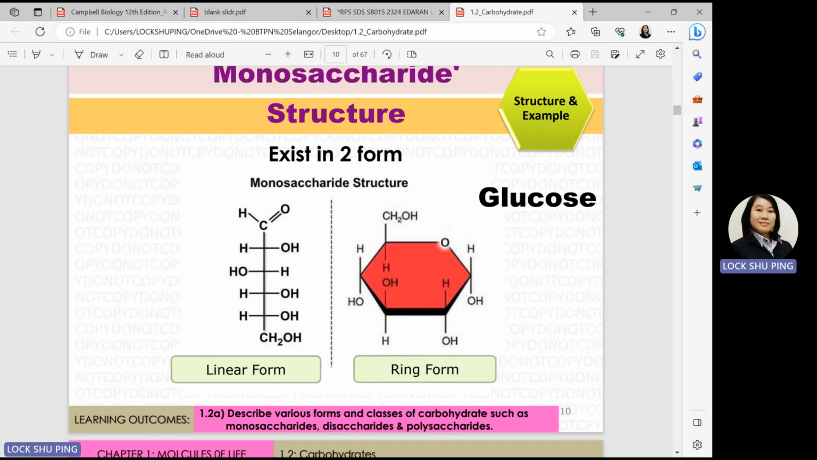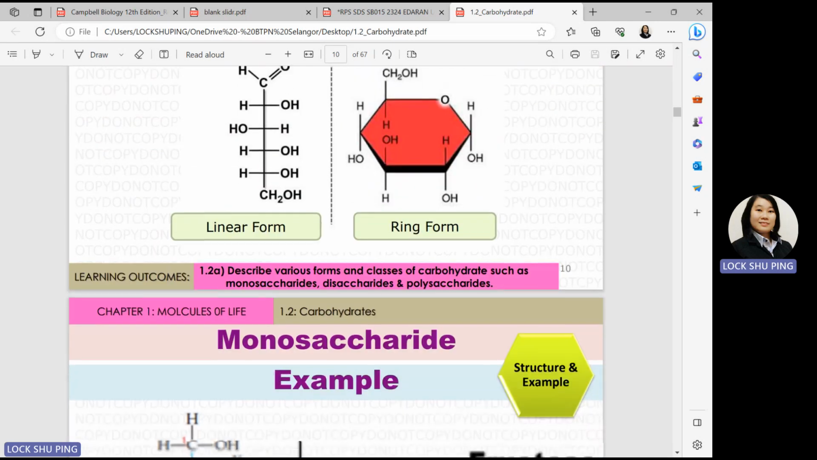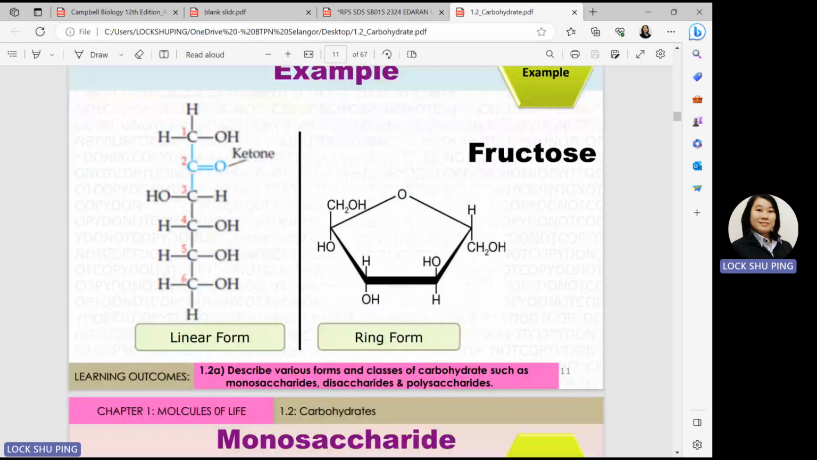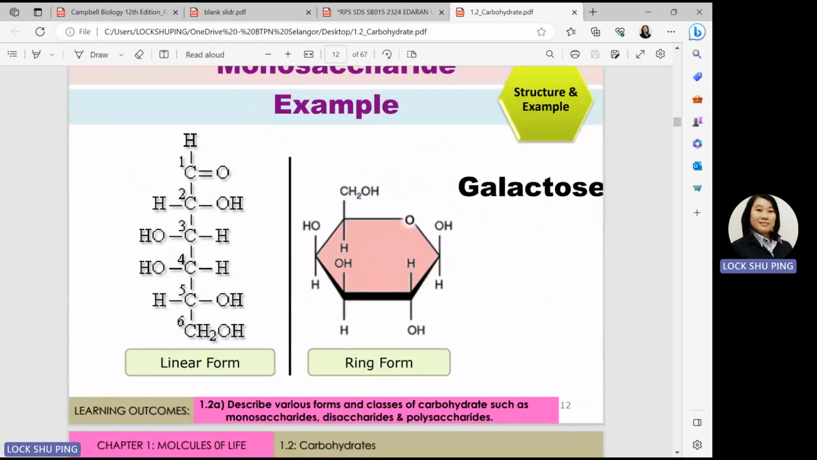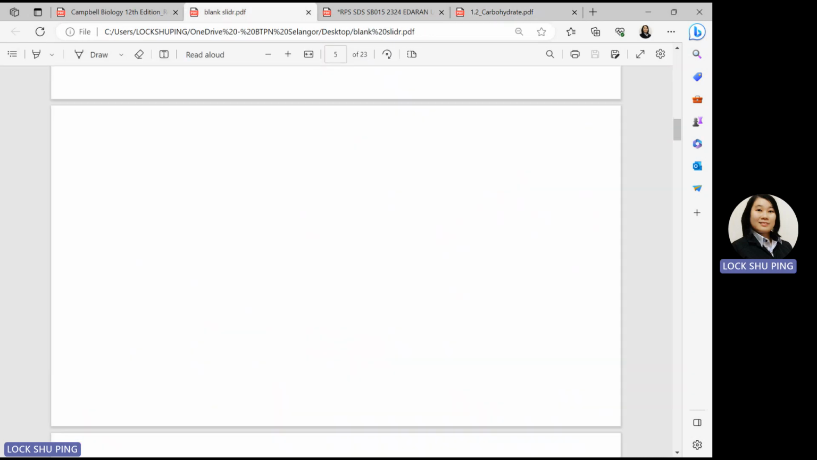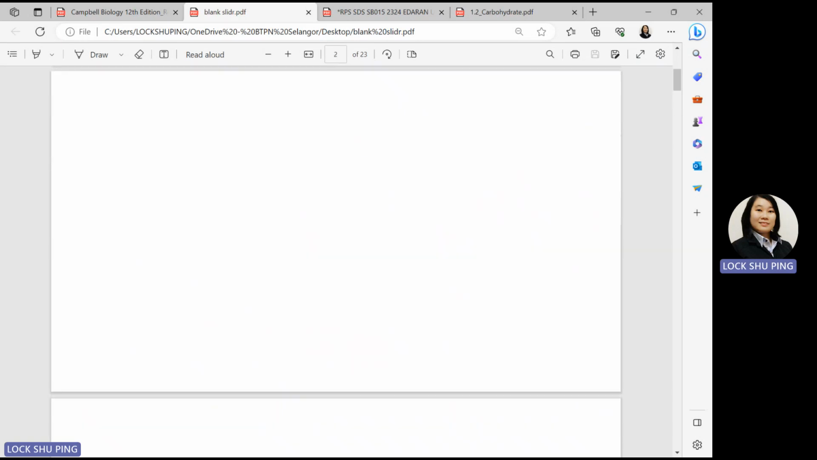So you have to know how to draw the ring form of glucose, because the question can just give you the molecule and ask you to name it. So we have fructose, and then we also have galactose. These are the 3 main monosaccharides. Today we're going to go through a little bit of technique on how to draw glucose first. This will be the learning outcome that we need to go through in video number 1.